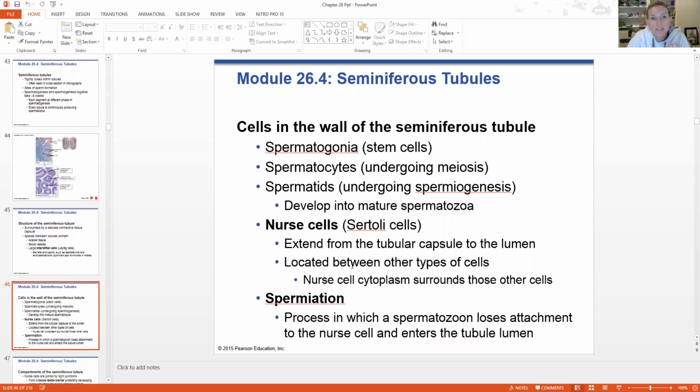The spermatogonium themselves make up the wall of the seminiferous tubules. As I said, that outer edge is the spermatogonium, and then spermatocytes, and then spermatids that will develop into spermatozoa. There are also nurse cells within the seminiferous tubules. These are special cells that are there, again, to help protect and encourage the maturation of these cells. And then spermiation is the process in which the spermatozoa detach from the nurse cells and are let go into the lumen of the tubule to head towards the epididymis.